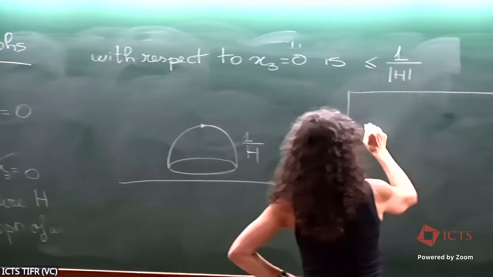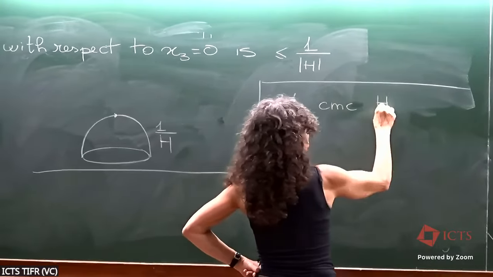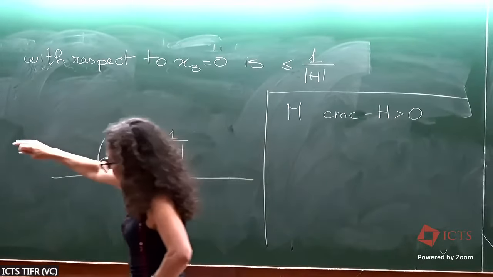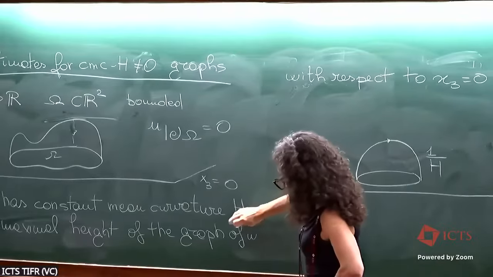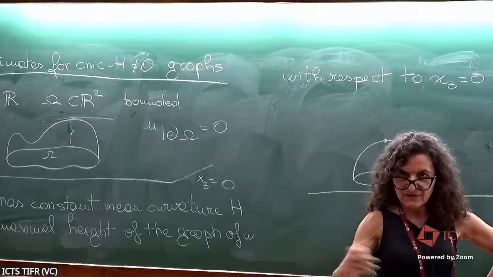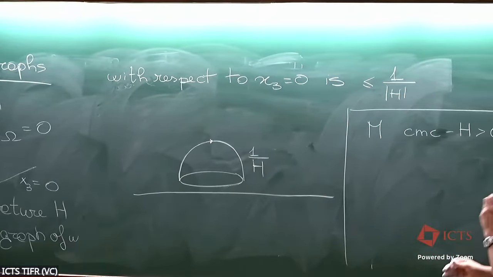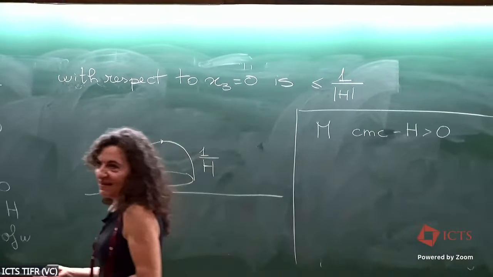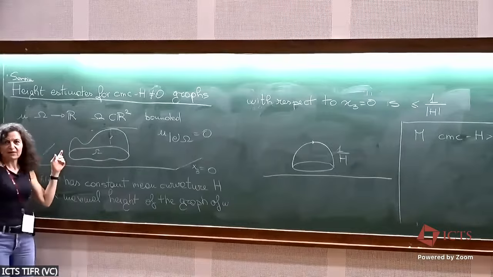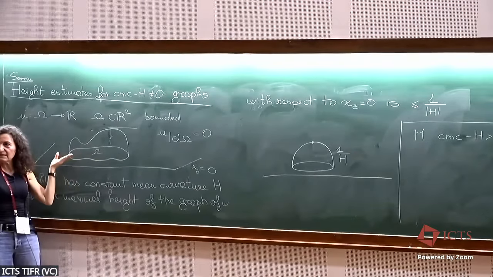If you have M a CMC surface with H larger than 0. Just one thing before. Here you really need H larger than 0 because it's 1 over H. If you don't have it, for a minimal surface, this gives nothing. Well, first of all, you have something more interesting in the case of minimal surface. If you have a minimal graph with 0 boundary value, it's very easy to prove that it is the plane.